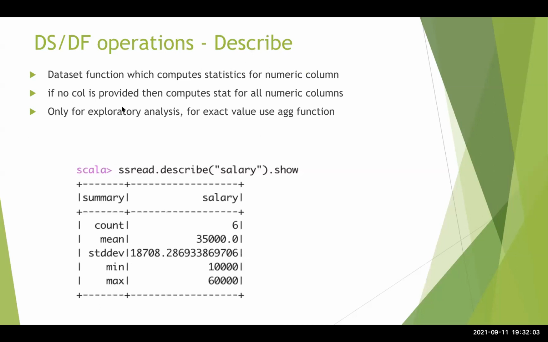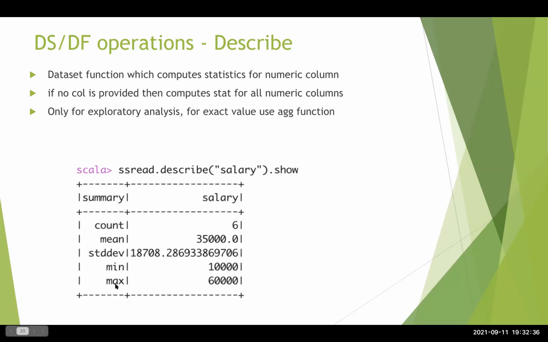Describe is a method in the Dataset and DataFrame. It's a function which computes statistics for the numeric column. Like in this example, I have given describe of salary. If I don't specify a column, I just say describe, then it will compute statistics for all the numeric columns in the data frame. You should use describe only for exploratory analysis. It shows the count, mean, standard deviation, min, max. This is just if you want to explore.